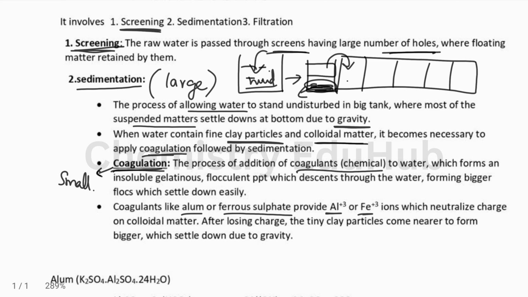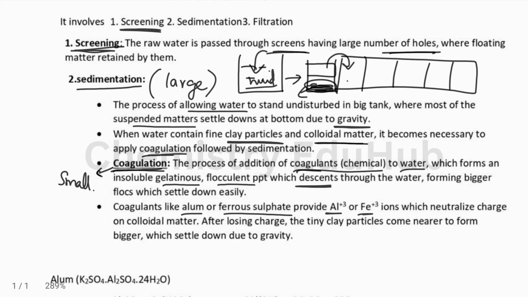Now those chemicals are treated with the water. They form an insoluble gelatinous flocculent precipitate. Insoluble gelatinous, in the sense that it forms like a gel. All the clay or the colloidal matter that is present sticks to the coagulants and forms a thick precipitate kind of material, which comes down or descends through the water and forms big flocks so that they can be easily settled down and removed from the water.